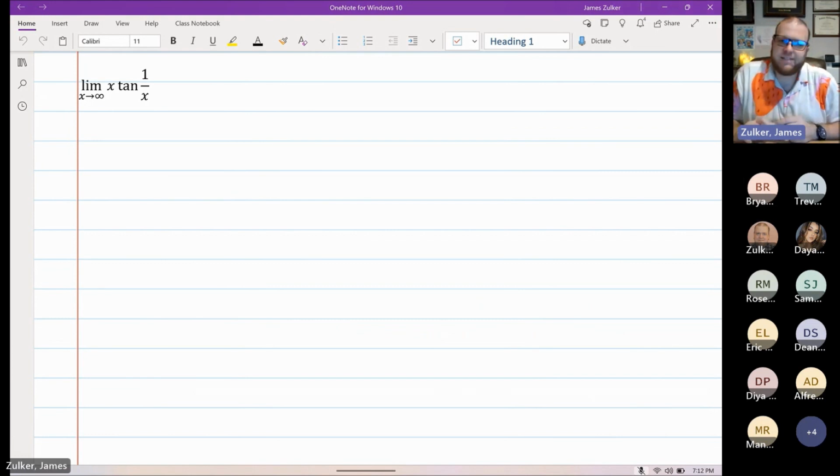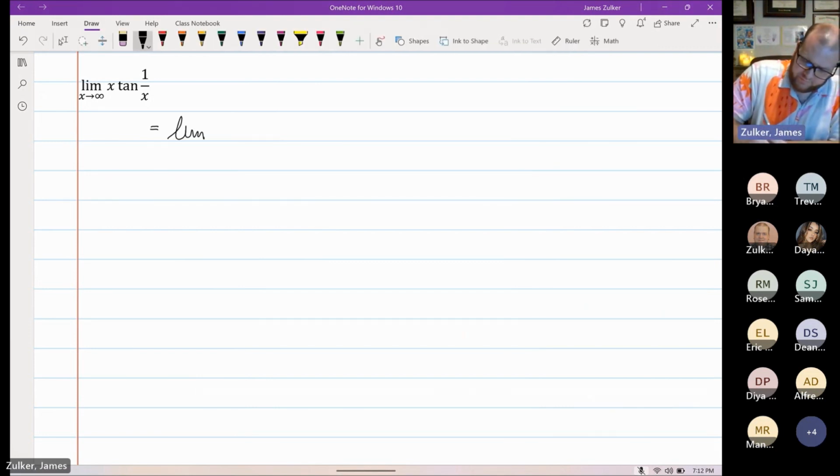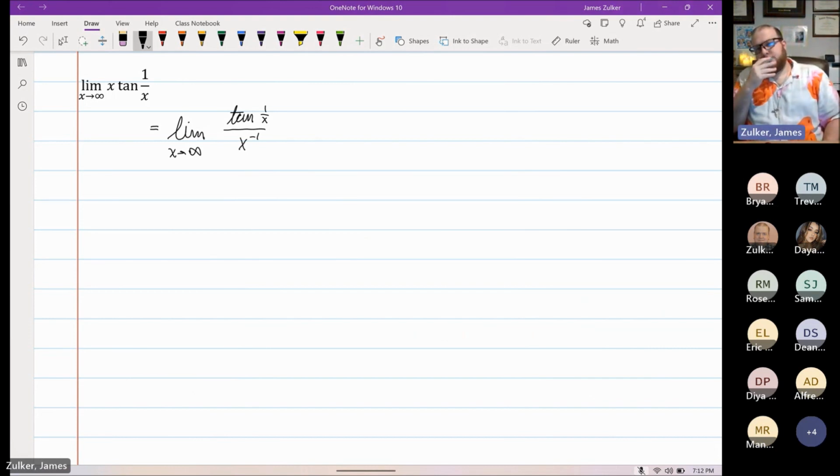Limit as x approaches infinity of x times tangent of 1 over x. Well, let's rewrite this as tangent of 1 over x, over the inverse of x. This will give us 0 over 0. So we can use L'Hopital.